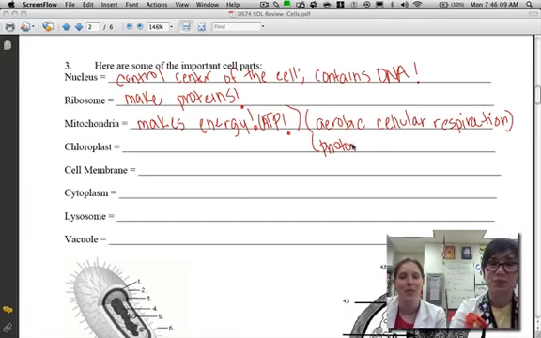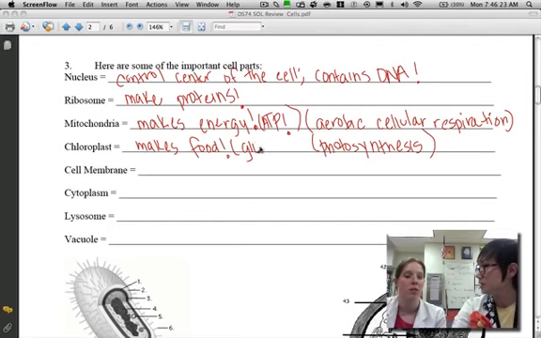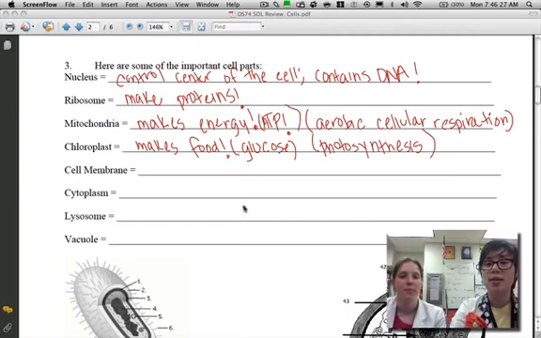So we can write down that the chloroplast is where photosynthesis happens, and we can write that the chloroplast makes food for the cell. And just so you guys know for sure, to be specific, the food that we're talking about is something called C6H12O6, or glucose. All right, the cell membrane.